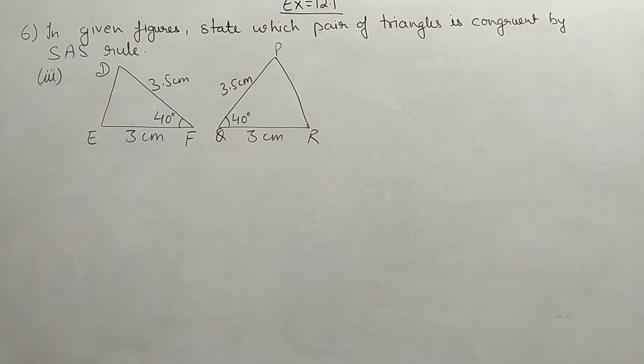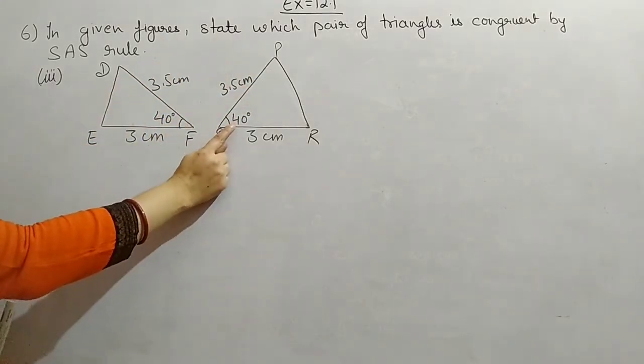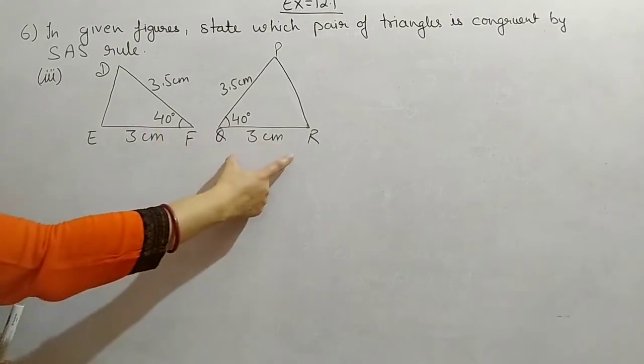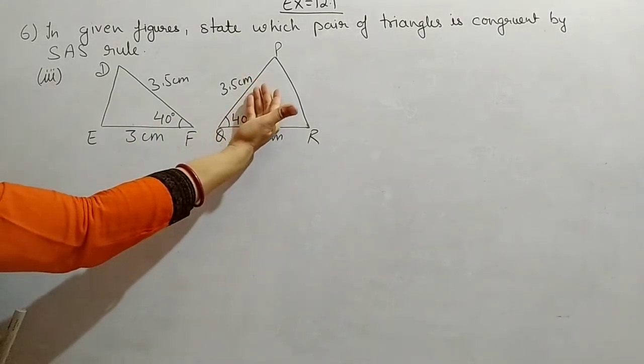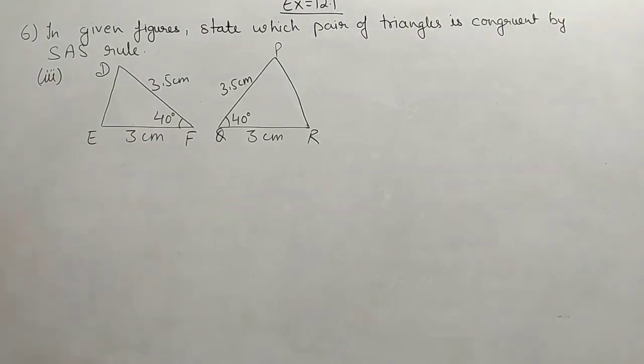Next, third part of question number 6. Two triangles are given. So compare these two triangles. You can see here this side is equal to this one. This angle is equal to this angle. This side is equal to this side. So this triangle, if you flip and keep here, it will overlap this another triangle.